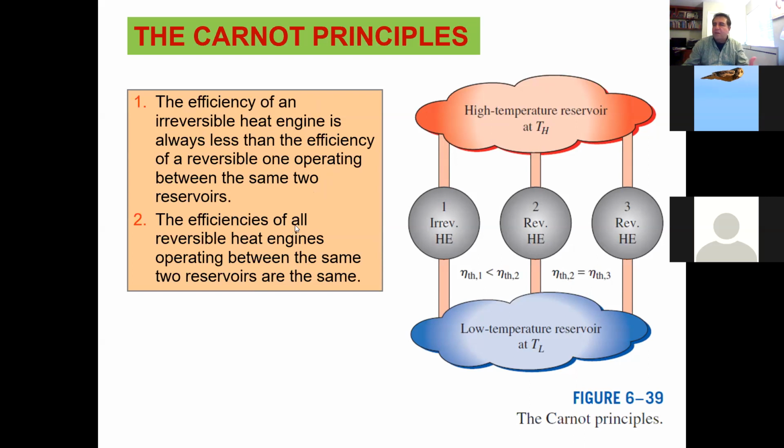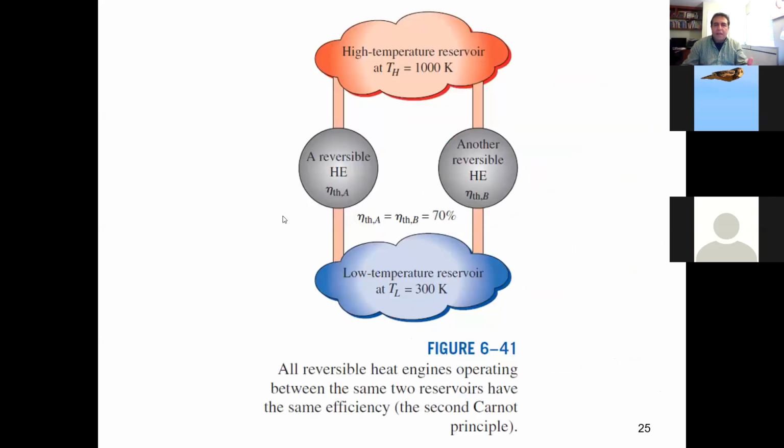Okay? All right, so that's a diagram for that. And this is the high temperature reservoir, and all the reversible heat engines operating between the same two reservoirs have the same efficiency in the second Carnot principle. So if we have a reversible heat engine A and another reversible heat engine B, the thermal efficiency of A equals the thermal efficiency of B.